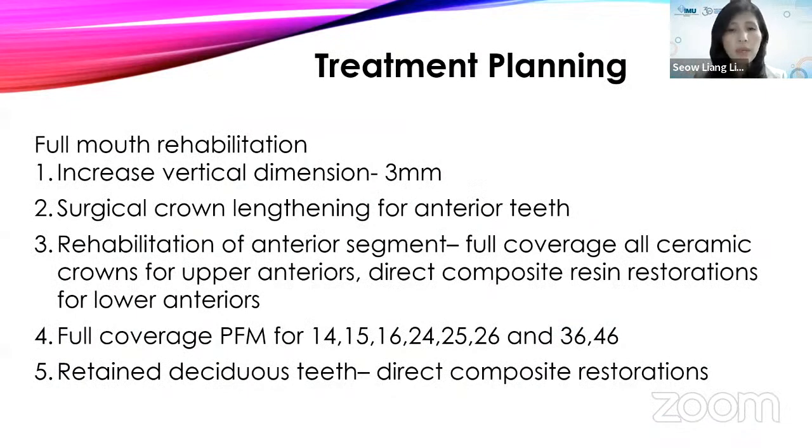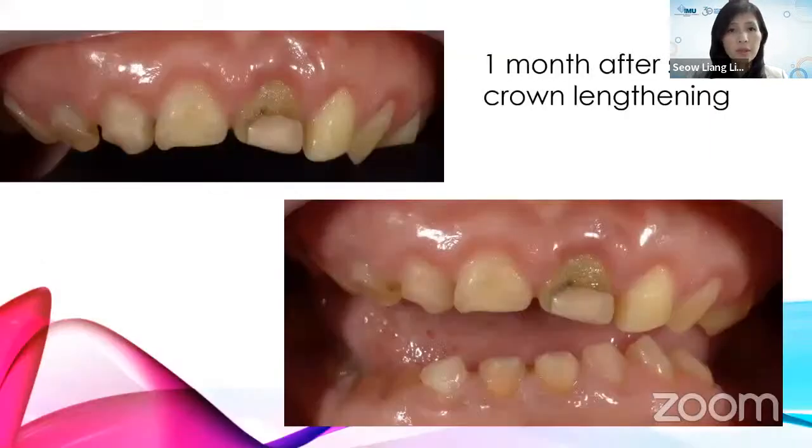Step by step, we plan such that we stabilize the anterior to provide protrusive guidance and lateral excursion, giving canine guidance. Then only do we do the posterior, where we plan for full coverage crowns for all the uppers, 1.4, 1.5, 1.6 to 4.5 to 6. As I mentioned, the lowers are mainly D's and E's, so we only provide crowns for the 2 molars. And for the retained deciduous teeth, we put direct composite.